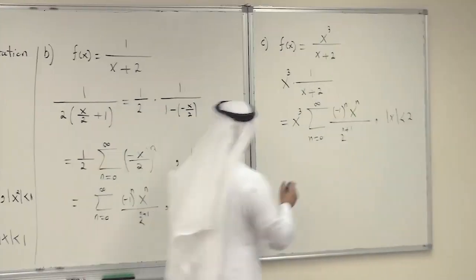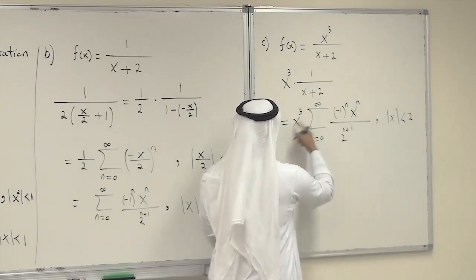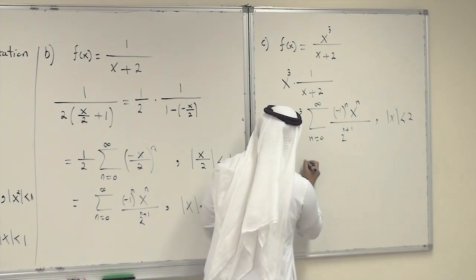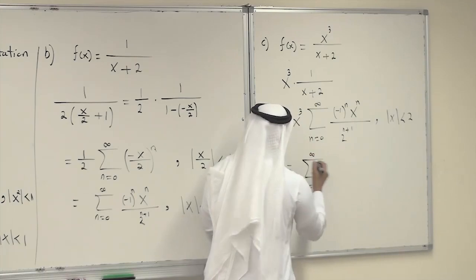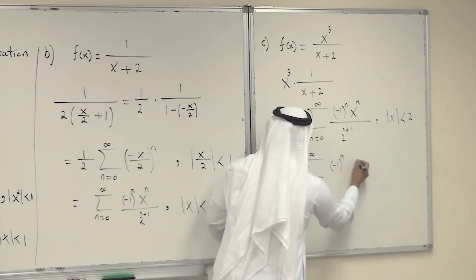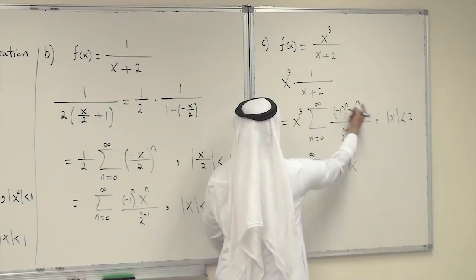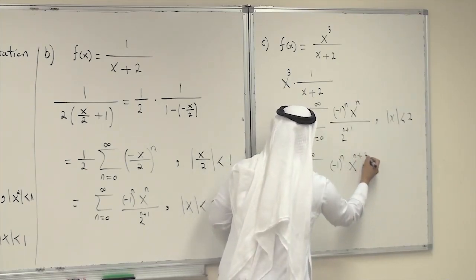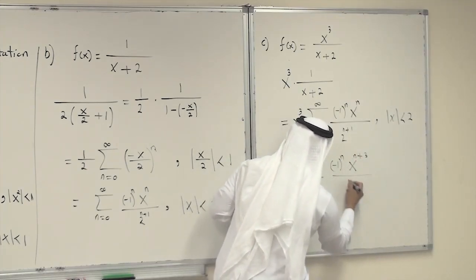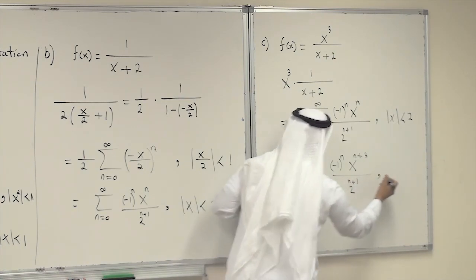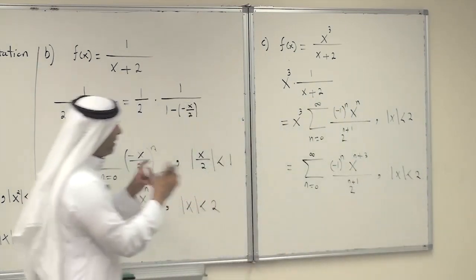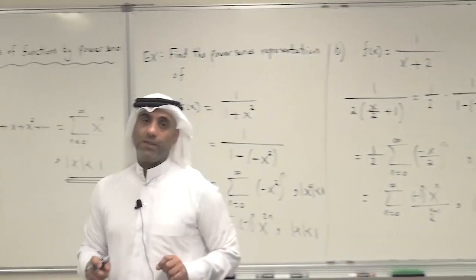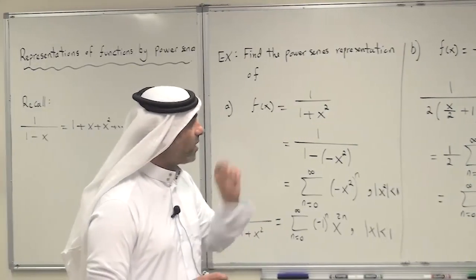Fine. What I need to do now, I will take this one inside because this is running over n. It has nothing to do with x. So I can multiply by x cubed inside to get the following: the sum from n equal to 0 up to infinity of minus 1 to the power n, x to the power n plus 3, all divided by 2 to the power n plus 1. And it's very important to write here the absolute value of x less than 2, because the region of convergence is very important to make this statement accurate.